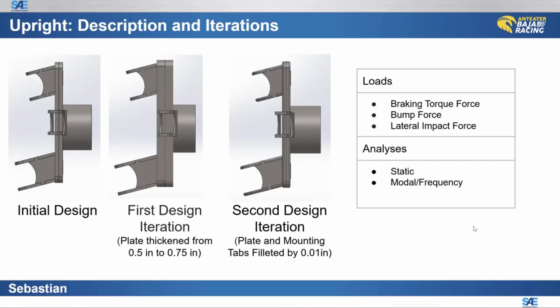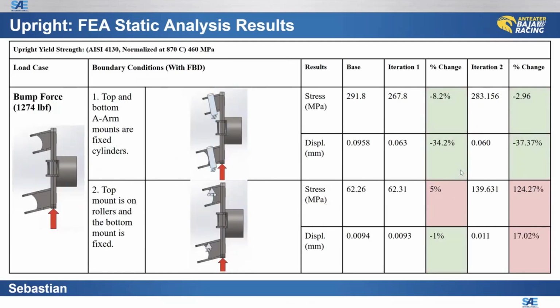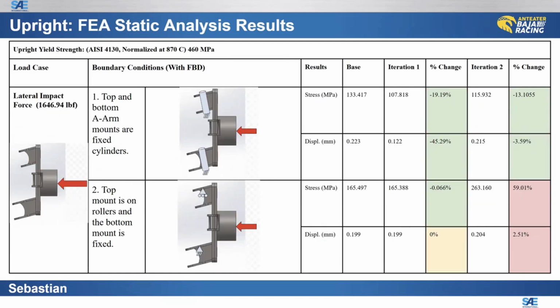Hi, my name is Sebastian, and I worked on the upright. For my 3 design iterations, I aim to minimize stress, especially where the mounting tabs for the control arms attach to the upright, as this location is most likely to fail. I performed a braking, bump, and lateral impact load case, as well as a modal analysis. I utilized a braking torque load of 236 pound-foot, a bump force of 1,274 pound-force, and a lateral impact force of 1,646 pound-foot, as specified as performance requirements from the Baja team.